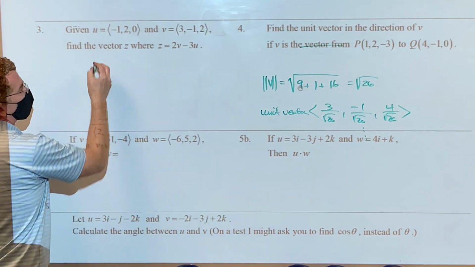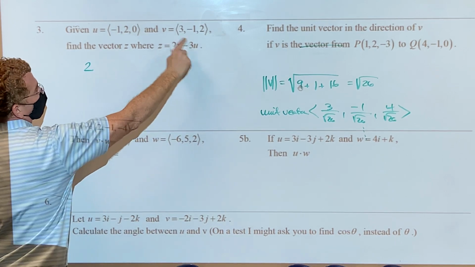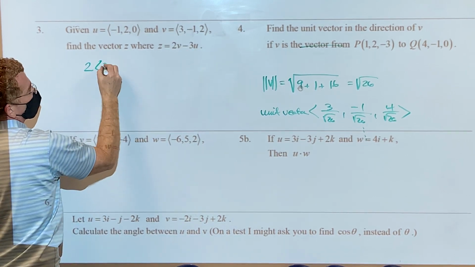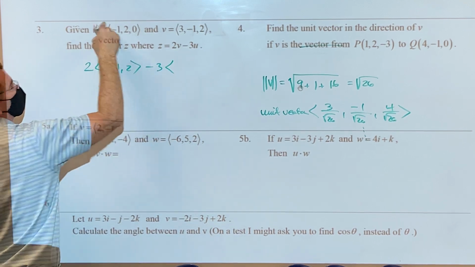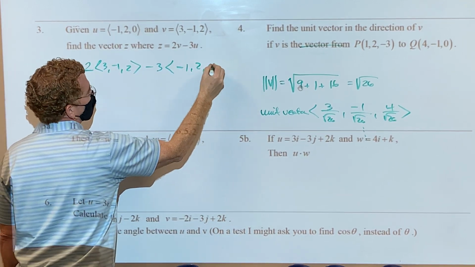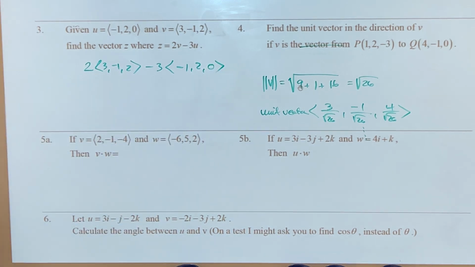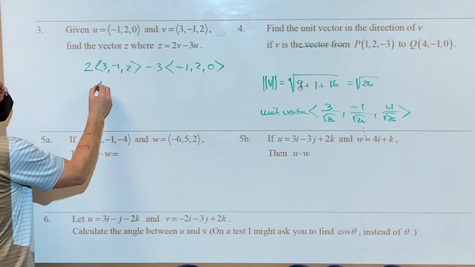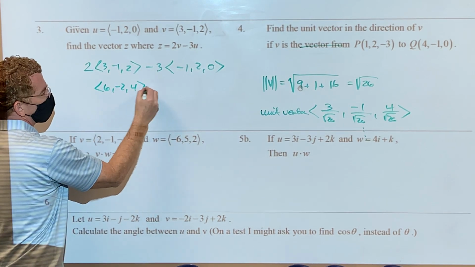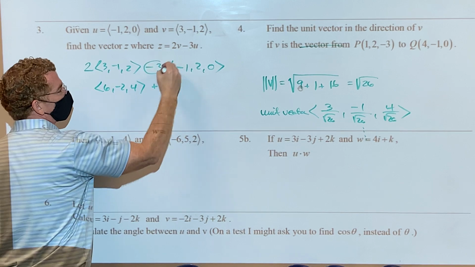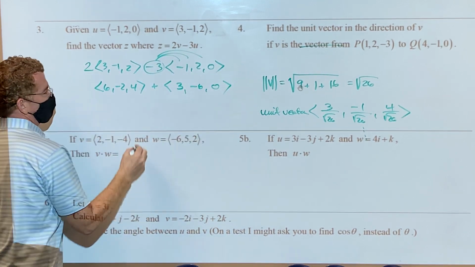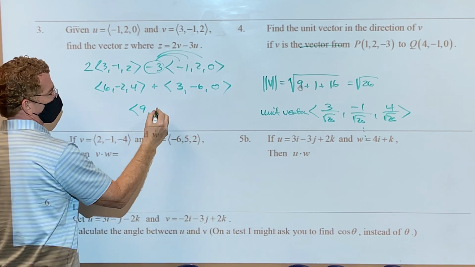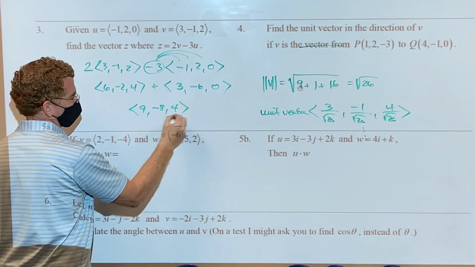Check it out. Twice the v. Now notice I changed the order on these. The v is that: 3, negative 1, 2. And then minus 3 times the u: negative 1, 2, 0. You really think the math's that different? No, you're talking about the same thing, right? So 6, negative 2, 4. I'm going to put a plus there and move the whole negative 3 in. Positive 3, negative 6, 0. And therefore 9, negative 8, 4.